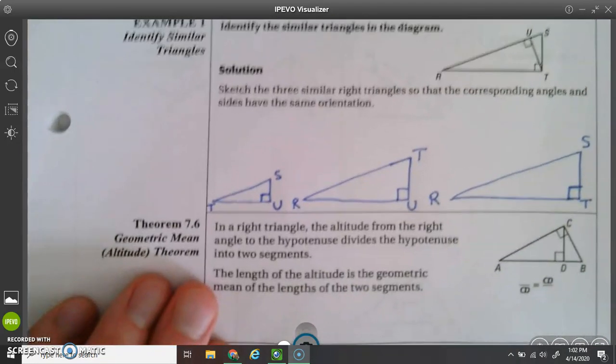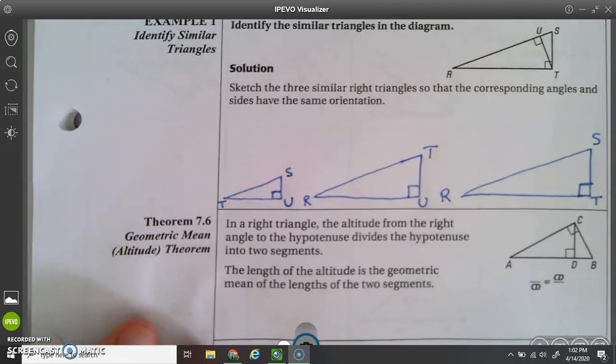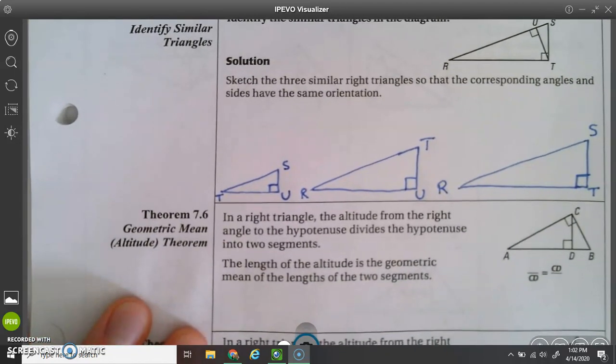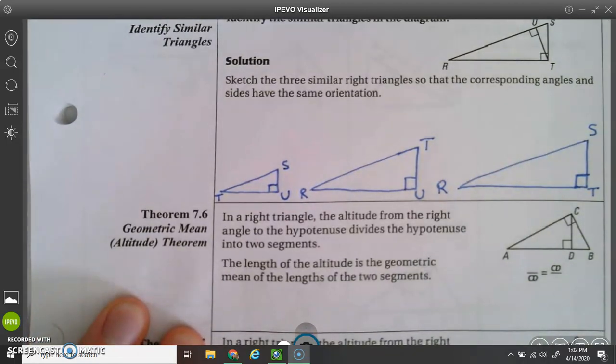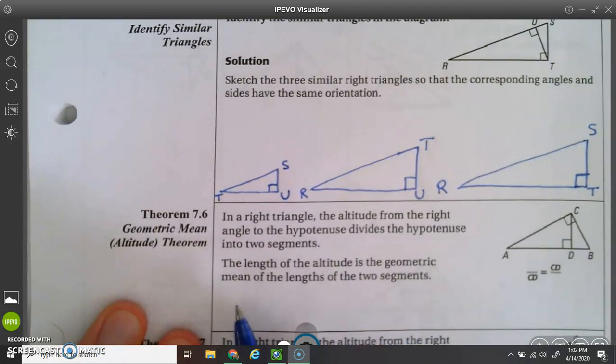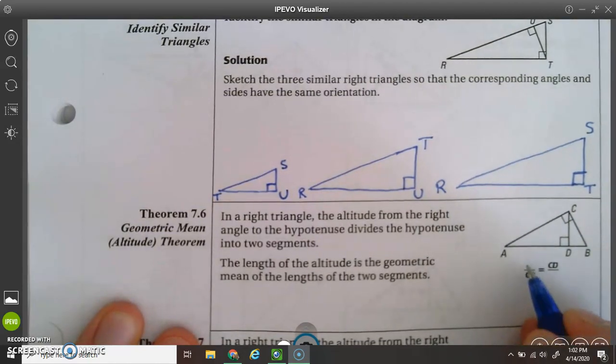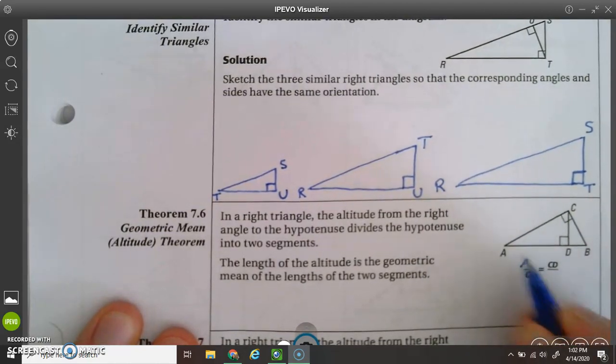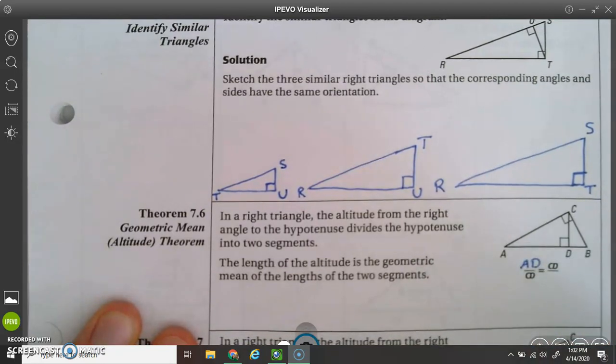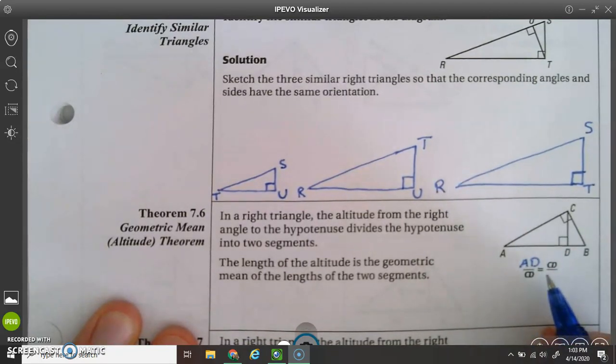In a right triangle, the altitude from the right angle to the hypotenuse divides the hypotenuse into two segments, and the length of the altitude is the geometric mean of the length of the two segments. So the length of the altitude, that's length CD. So what we have for the geometric mean is the relationship: the length AD over the length of CD is equal to the length of CD over the length of DB.